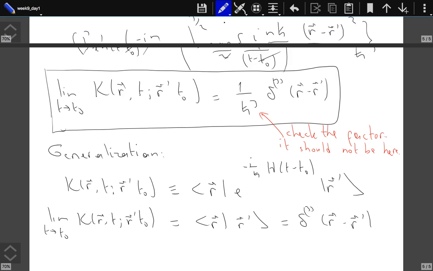Now, as I said, I probably missed some factors of ħ somewhere in the derivation. So that's why I'm just kind of skipping it. But keep in mind that that 1 over ħ cubed should not be there.